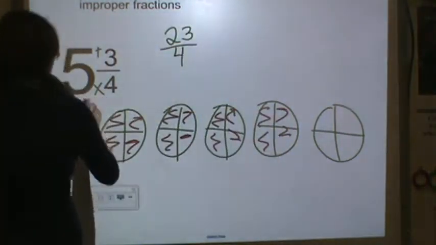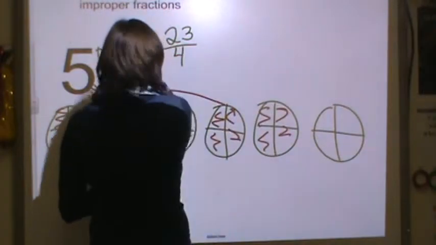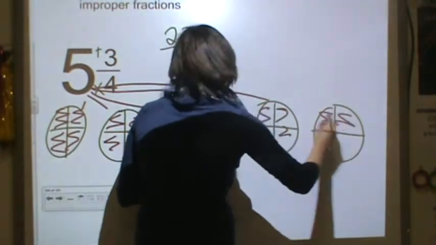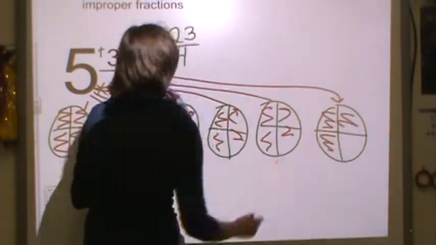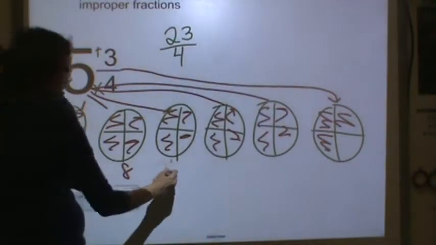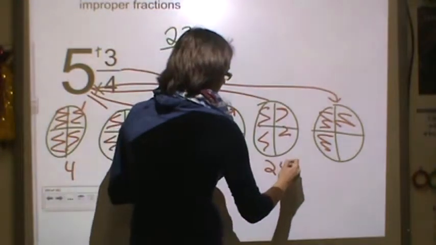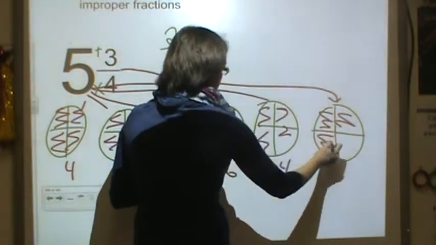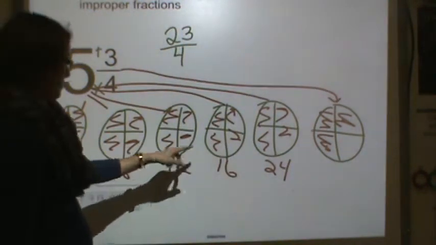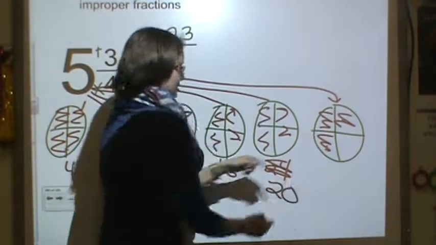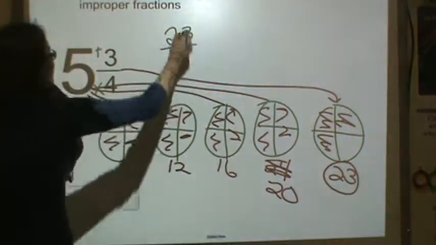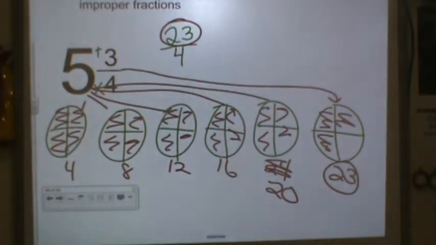Okay, so here's my 1, 2, 3, 4, and 5 wholes. Now I have 3 more fourths. 1, 2, 3. Here's my 3/4. How many total fourths do I have? Well, let's count by fours. 4, 8, 12, 16, 20, 21, 22, 23. That makes sense. Sorry, guys. So 23/4, okay?